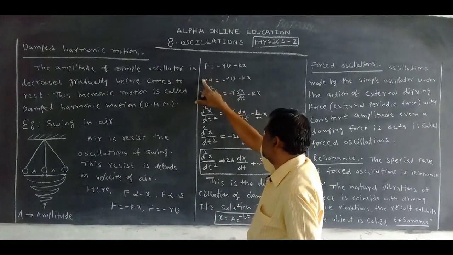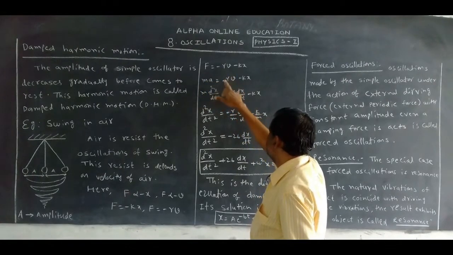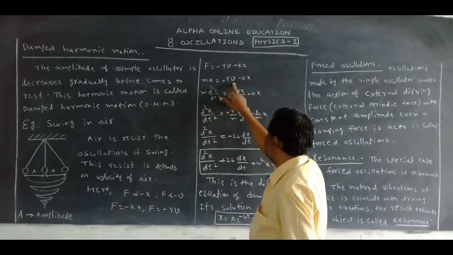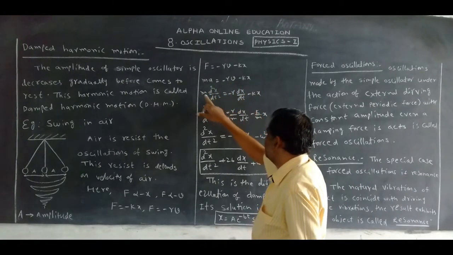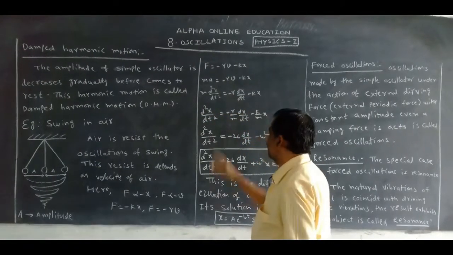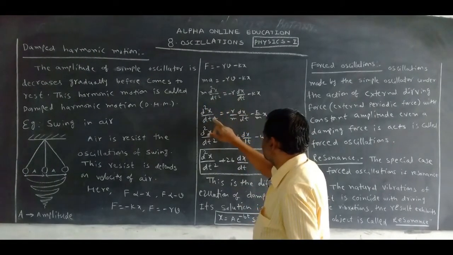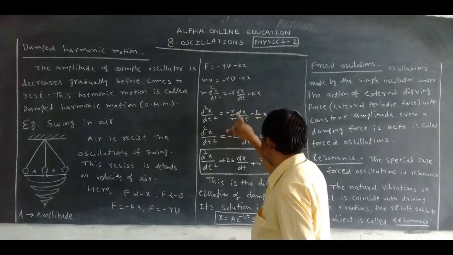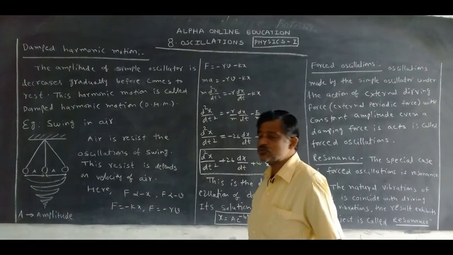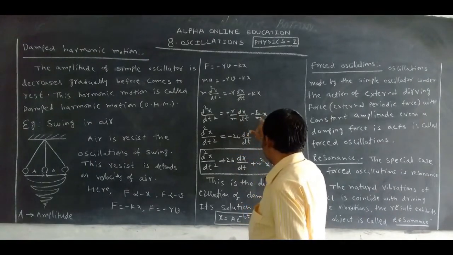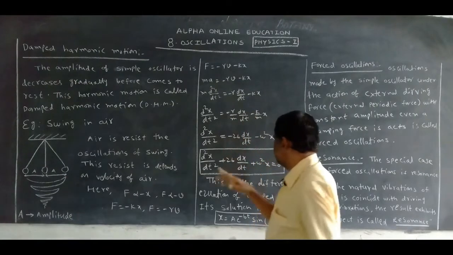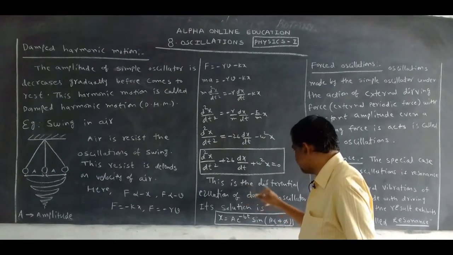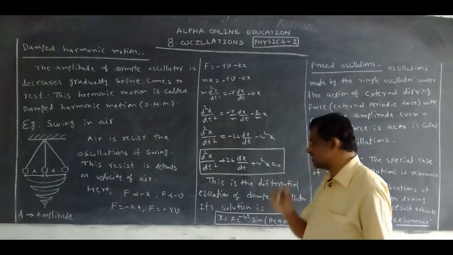According to Newton's second law, F is equal to ma. Here a is d square x by dt square, and velocity is dx by dt. Dividing by m: d square x by dt square minus R by m dx by dt minus k by m into x. R by m is taken as minus 2b, and we know that k by m is equal to omega square. Taking everything to one side, the negative signs become positive. This is the differential equation of the damped oscillator.